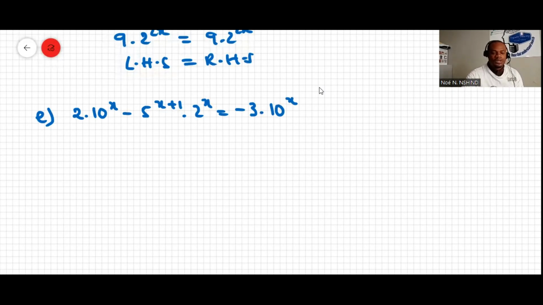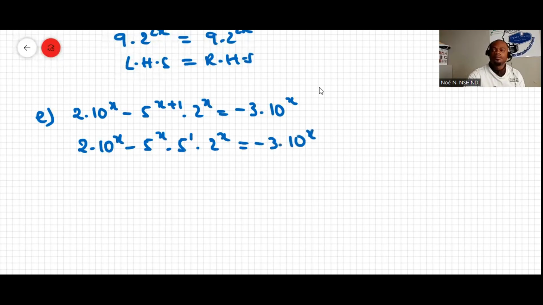Now, what we can do here, let's first split this. It's going to be like 2 times 10 to the x minus 5 to the x times 5 to the 1, minus times 2 to the x equal to negative 3 times 10 to the x.